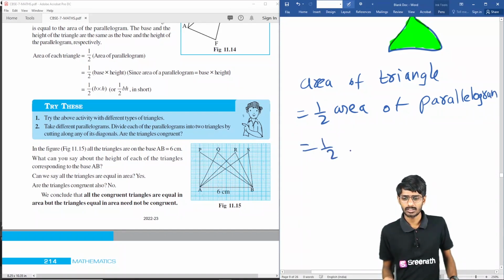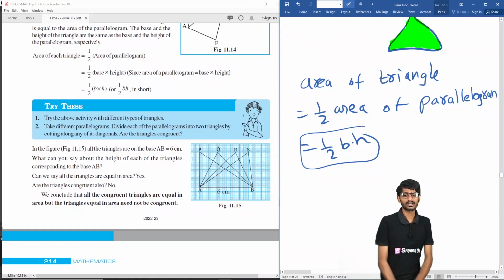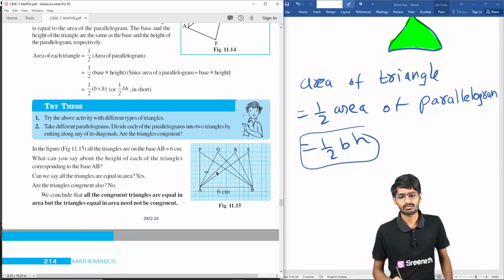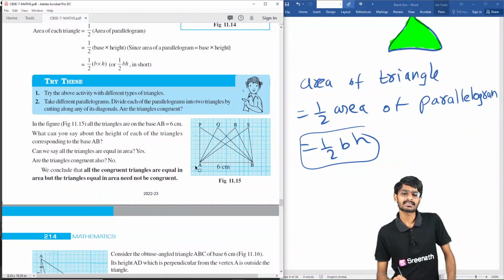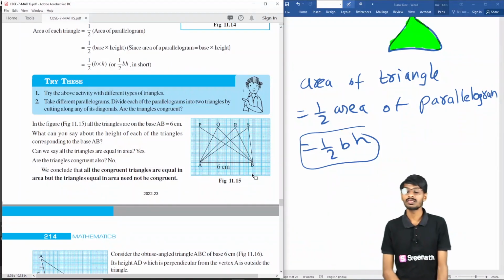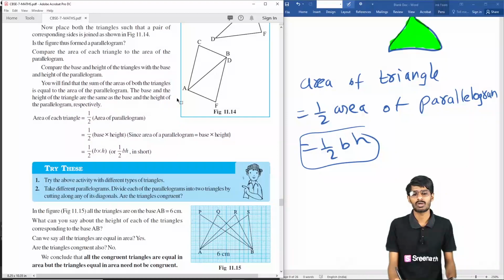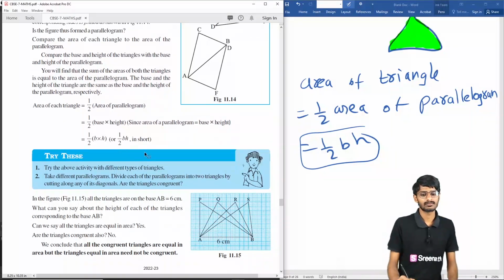So the area of a triangle is 1/2 into base into height. Students, here if you see, there are 4 triangles. The 4 triangles have the same base, but their heights are different. All these 4 triangles are congruent also, but their areas are not the same. Here we have taken the congruent triangles and found the area for it. We are getting 1/2 H.